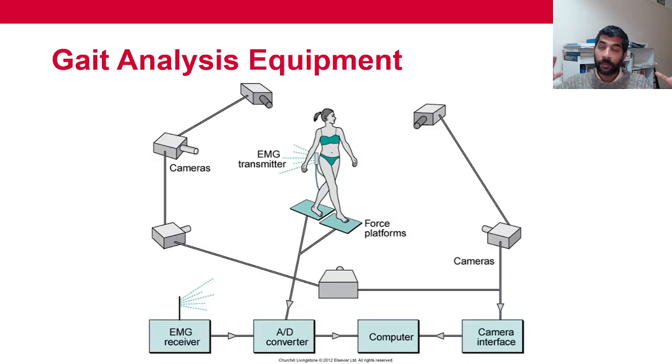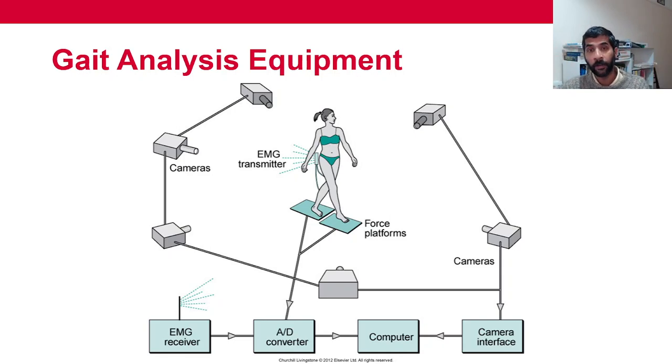Usually, the gait analysis lab is a big lab where all these or many of these things are integrated together. You have an instrumented walkway with force platforms. You have cameras that are measuring the person and angles and the gait. You have an EMG transmitter that is measuring the EMG of the muscles, and you are recording all these at the same time so that you can have a synchronous recording of all your measurements.